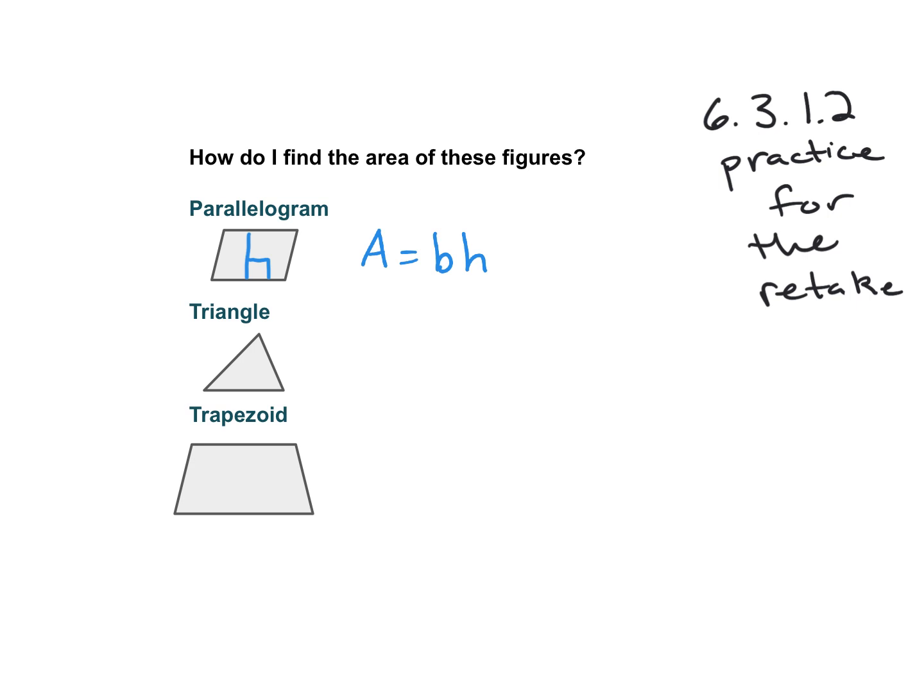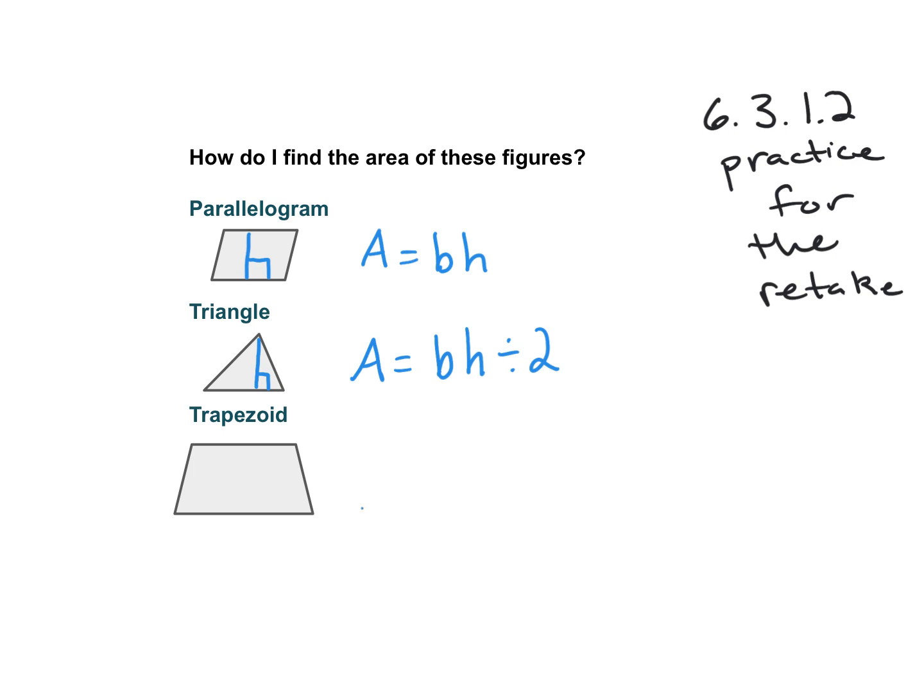The second figure we have is a triangle. Area of a triangle is base times height divided by 2. In a triangle, our base and our height are also perpendicular. They make an H. When you go to the doctor, you stand straight up to measure your height. When you are finding the height of a figure, you are standing straight up from the base, or perpendicular from the base.